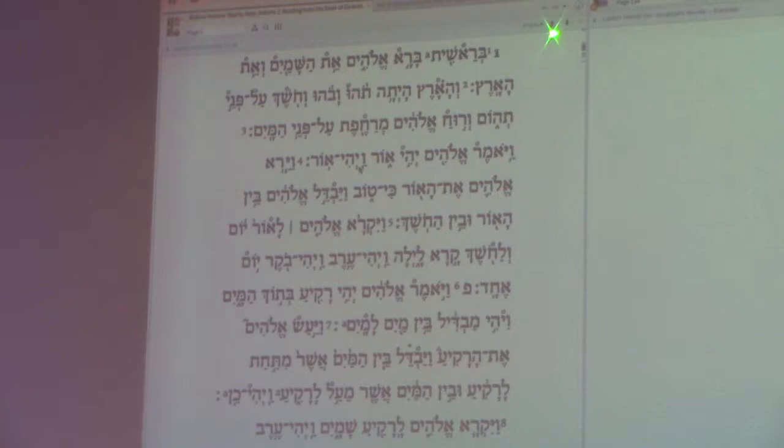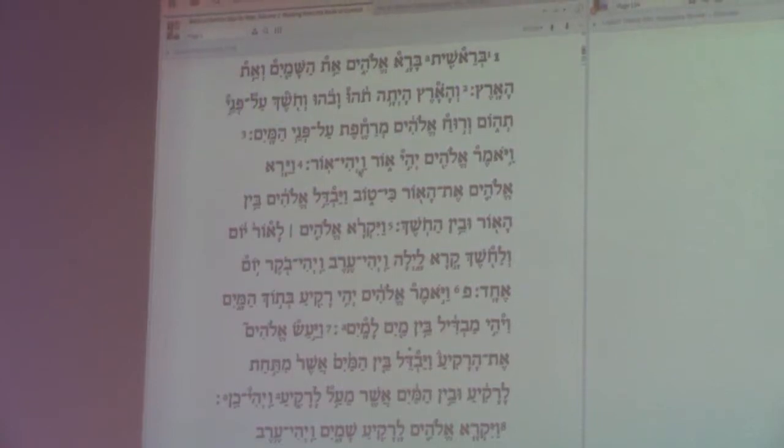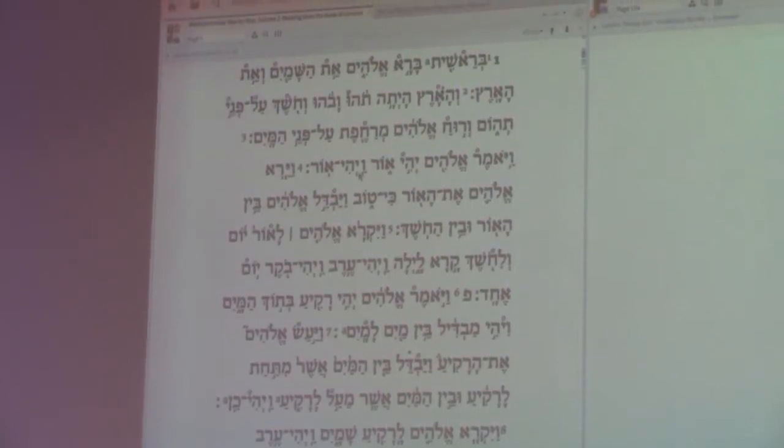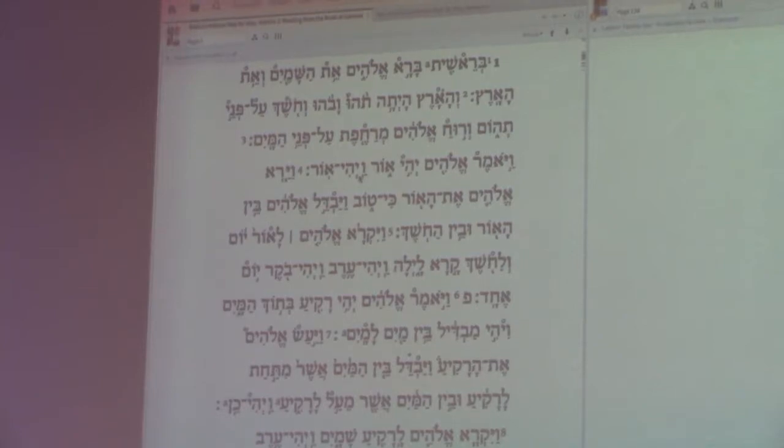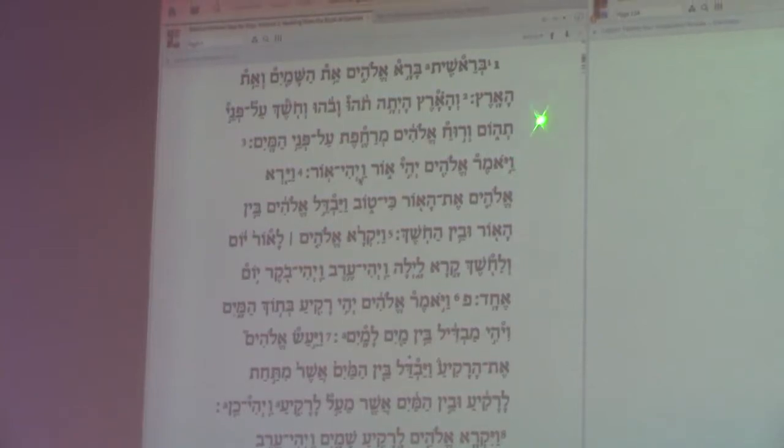So what we'll do tonight is, once again, I'll go through this reading. It's something you should be getting to the point where you should be able to read along with me and follow along. And so let's do it.